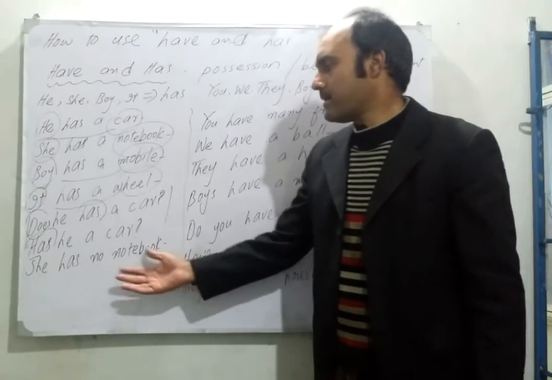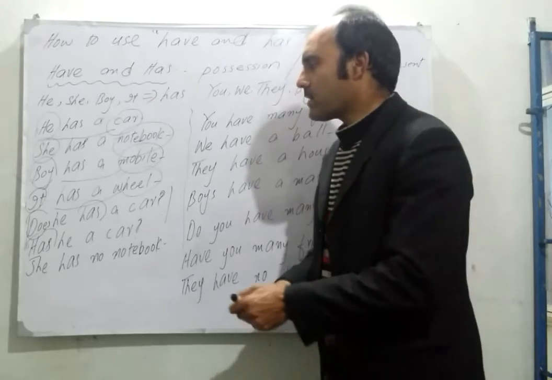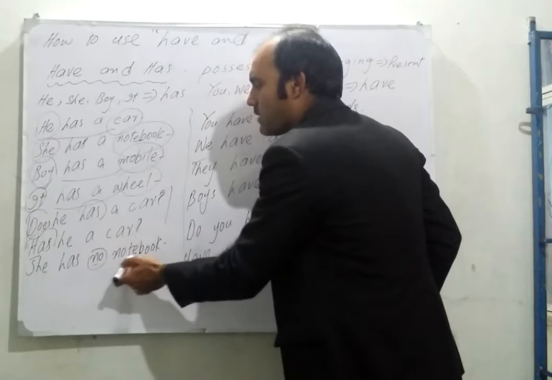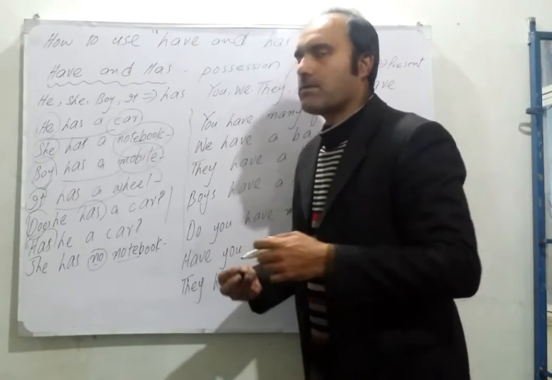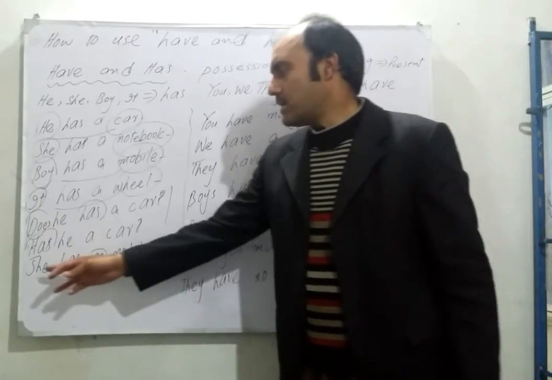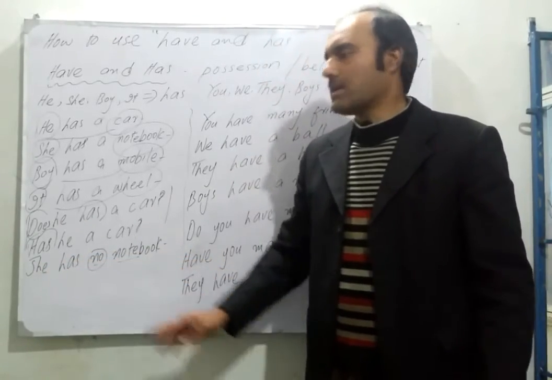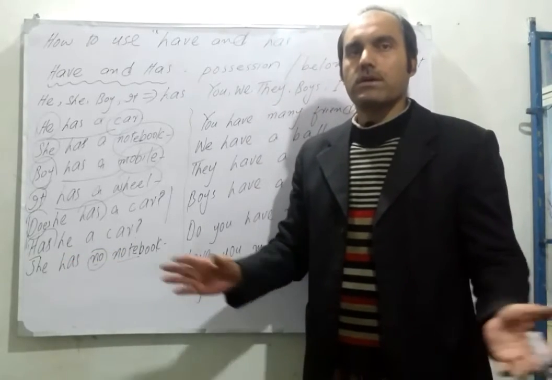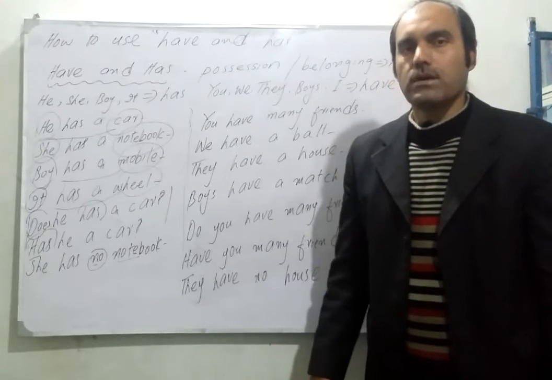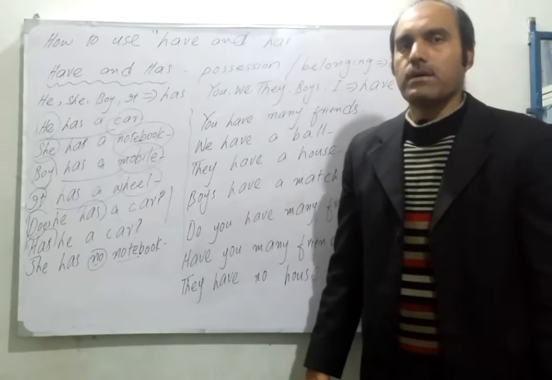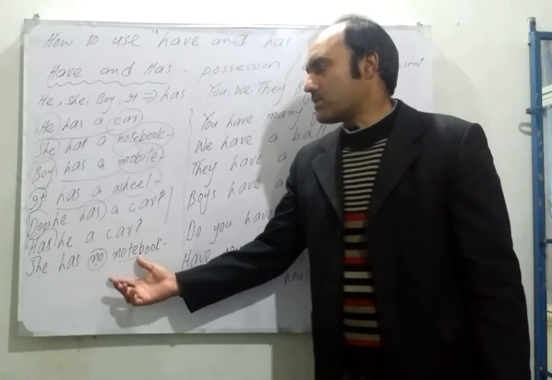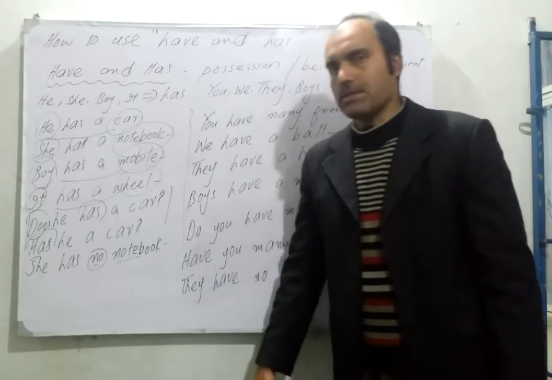Now come to this sentence. This is a negative sentence because this sentence has no. So when we put no before the noun, our sentence becomes negative. Here you can see she has no notebook. So it means that she is not the owner of the notebook. For example, a girl has no notebook. The girl is not the owner of the notebook. The notebook does not belong to the girl. So this whole situation is shown to us by this sentence.